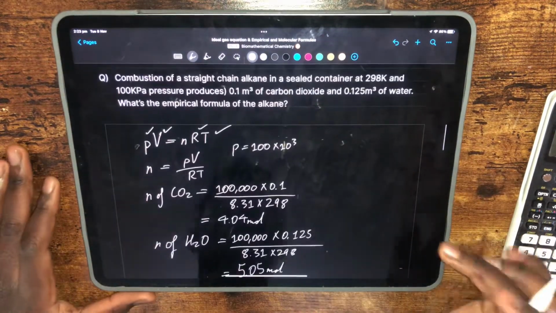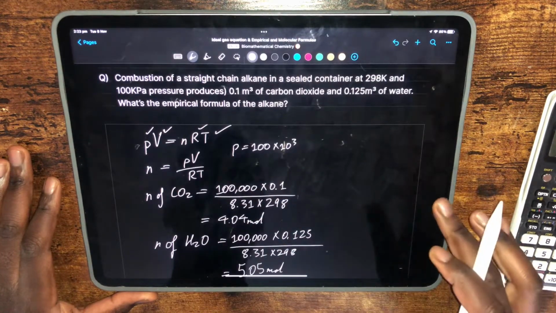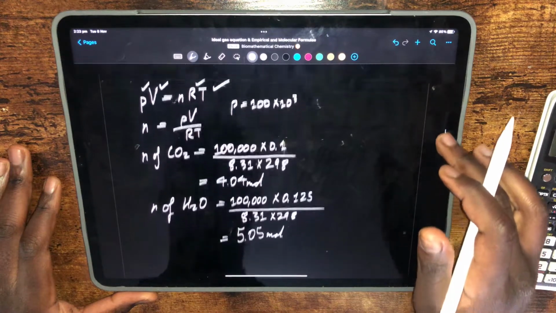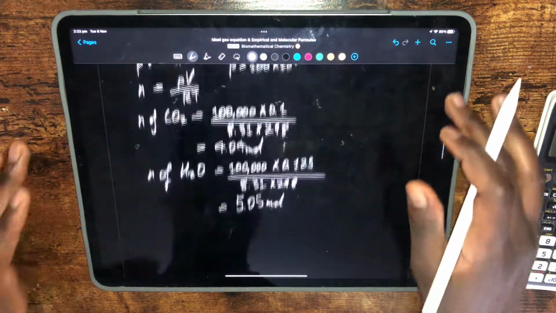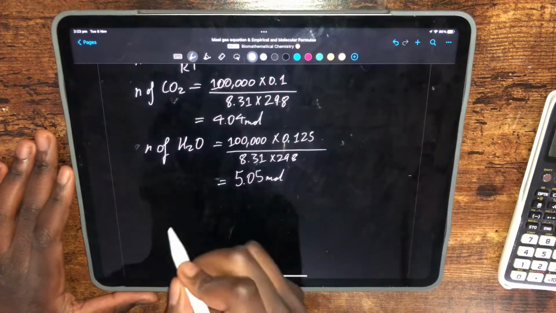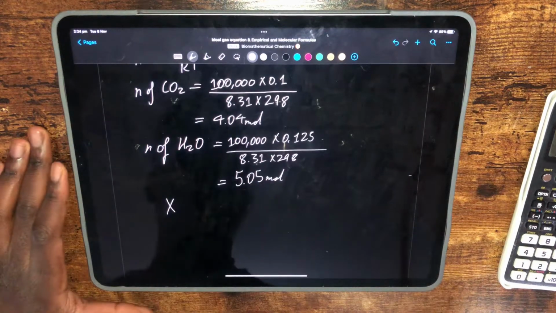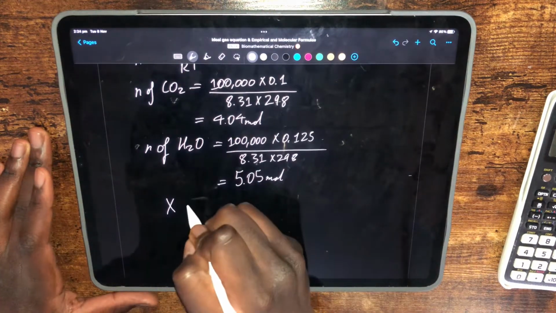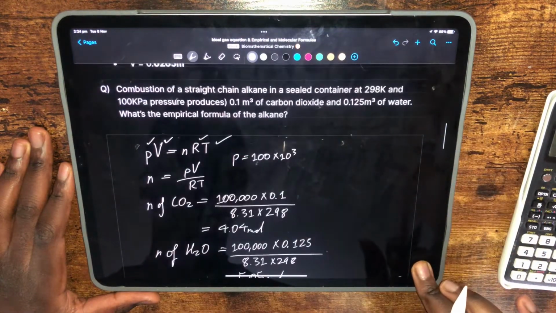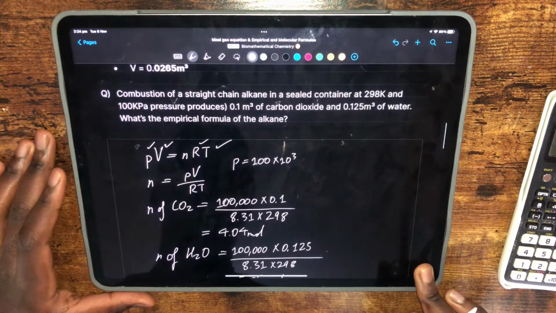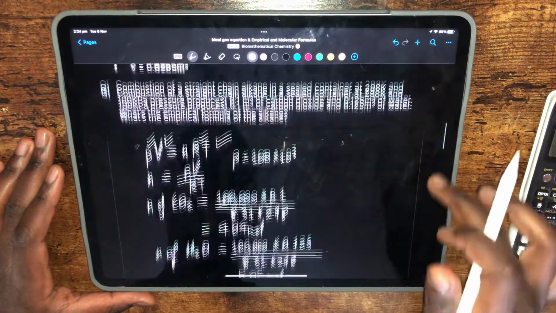The question was, what's the empirical formula of the alkane? What I should have done at the start, my bad, is put down the equation. We have the alkane, let's call it alkane X. It's a combustion reaction, so you have oxygen. We're only producing carbon dioxide and water, so it must be a complete combustion.